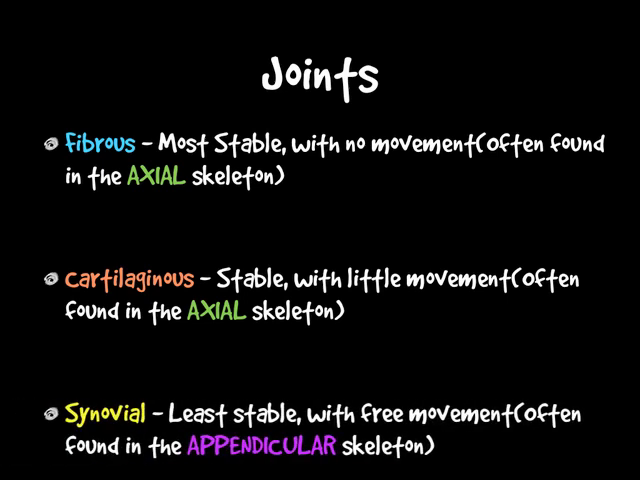And the last type of joints, which applies to us the most, especially in sporting situations, are synovial joints. Synovial joints are not very stable, but they have lots of movement. So these are what we call movable joints, and the majority of these joints are found in the appendicular skeleton, so the external areas such as your elbow or your wrist or your ankle.